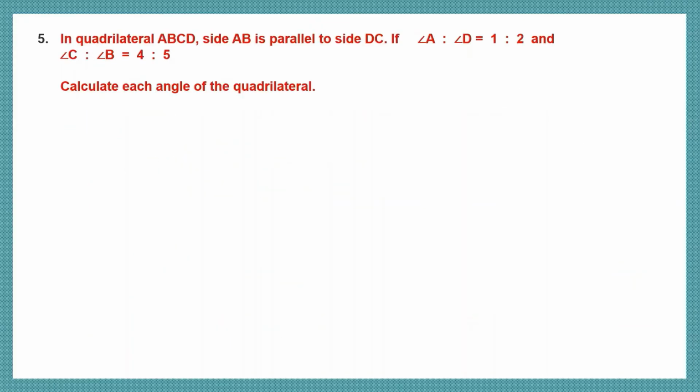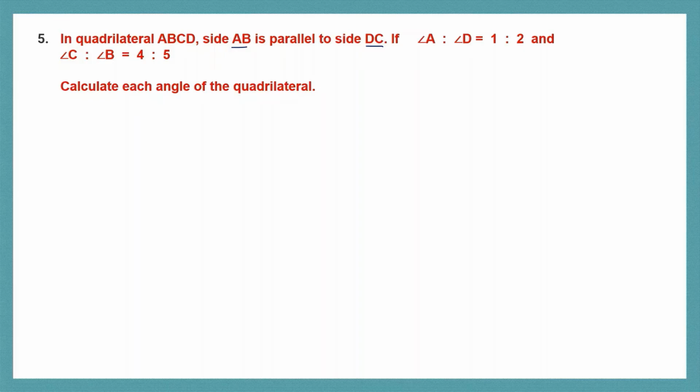Question 5. In quadrilateral ABCD, side AB is parallel to side DC, an important point to make a note of. And here it says angle A is to angle D is equal to 1:2 and angle C is to angle B is equal to 4:5. Now we have to calculate each angle of the quadrilateral.